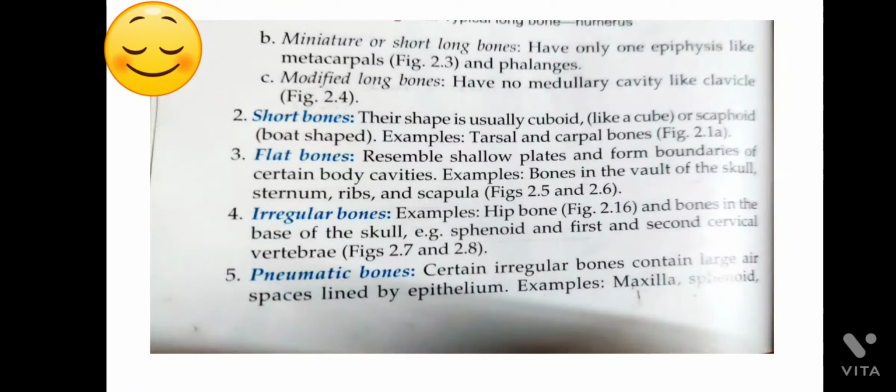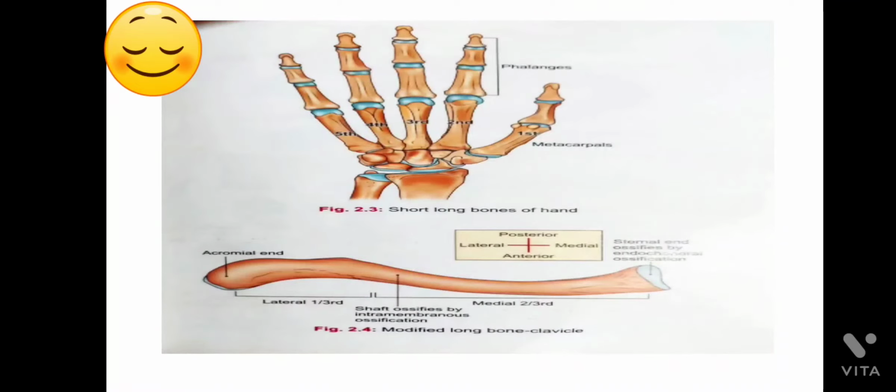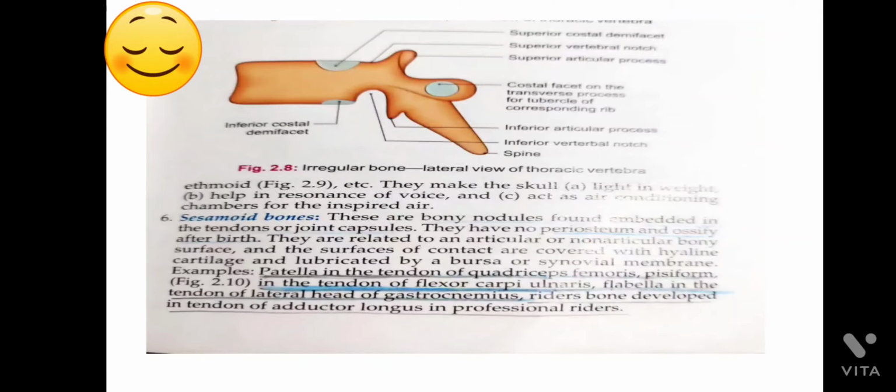Now, pneumatic bones. Certain irregular bones contain large air spaces lined by epithelium. Examples: maxilla, sphenoid, ethmoid. They make the skull light in weight, help in resonance of the voice, and act as air conditioning chambers for the inspired air. An example of short bones was carpal. So these are the carpals.